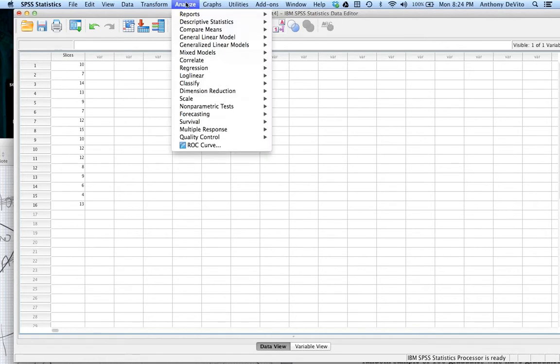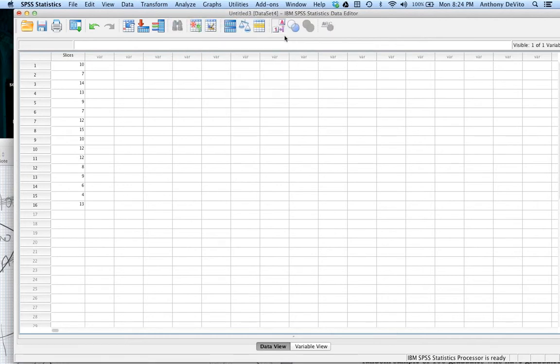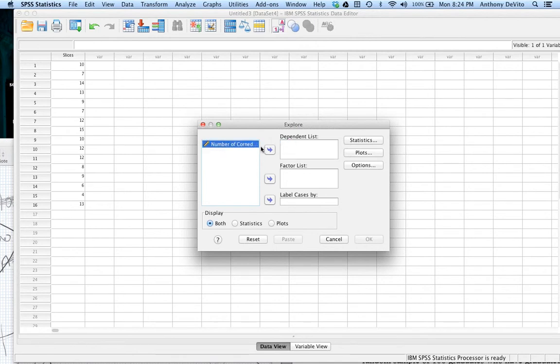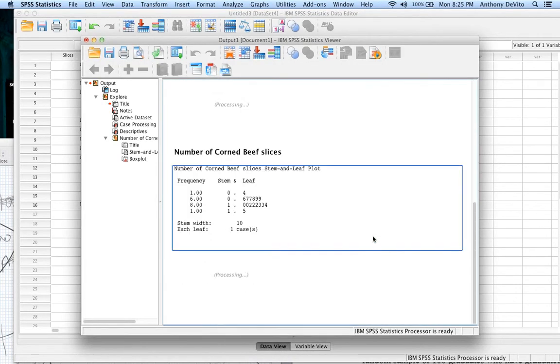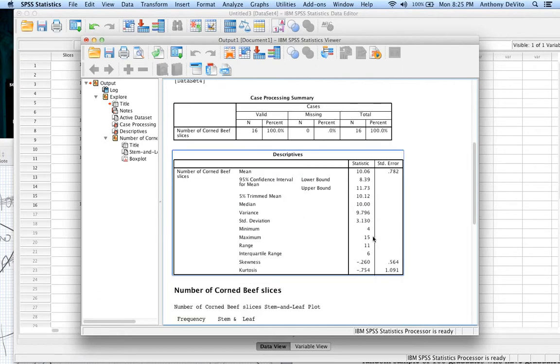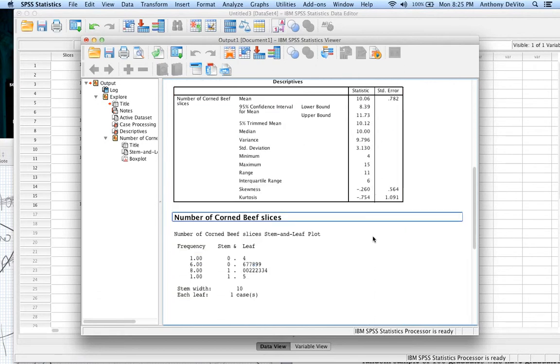Okay, so I'm going to go up here to Analyze. I'm going to go to Descriptive Statistics, I'm going to try that first. I'm going to go to Explore, because that usually tells me the most. I'm going to move the variable, number of corned beef slices, into the dependent list. There's no factor list because it doesn't separate out into corned beef on rye and corned beef on whole wheat and so on. So I could have put that variable in there, right? I'll click OK. Maybe I will next time, if we ever happen to have this class again on St. Patrick's Day.